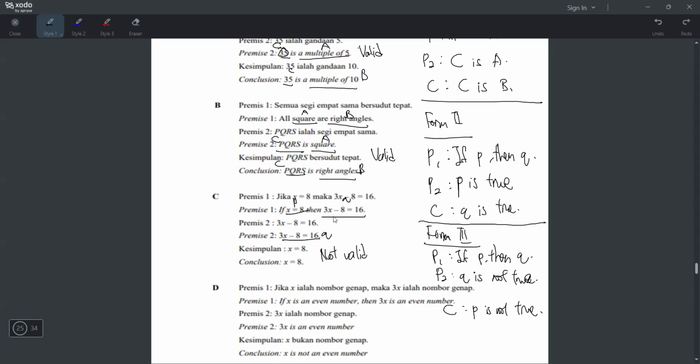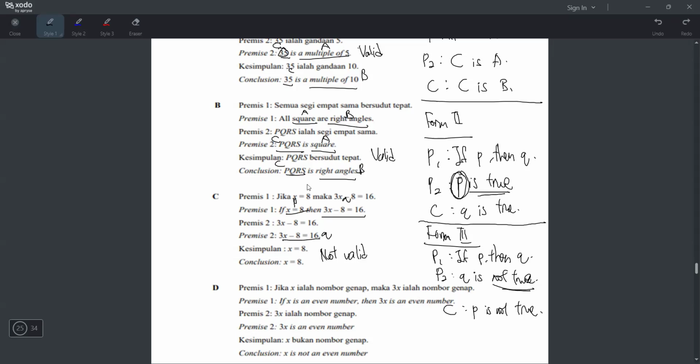Because if you look at form number 2, in premise 2, you mention P first. But if you mention P, you will just mention P is true. But for form number 3, you will mention Q first, but you have to mention that it's not true. It means you have to do negation for Q. So if you look at this C answer, they mention Q first, right? But if you want to mention Q first, you have to do negation. Then only it follows form number 3.